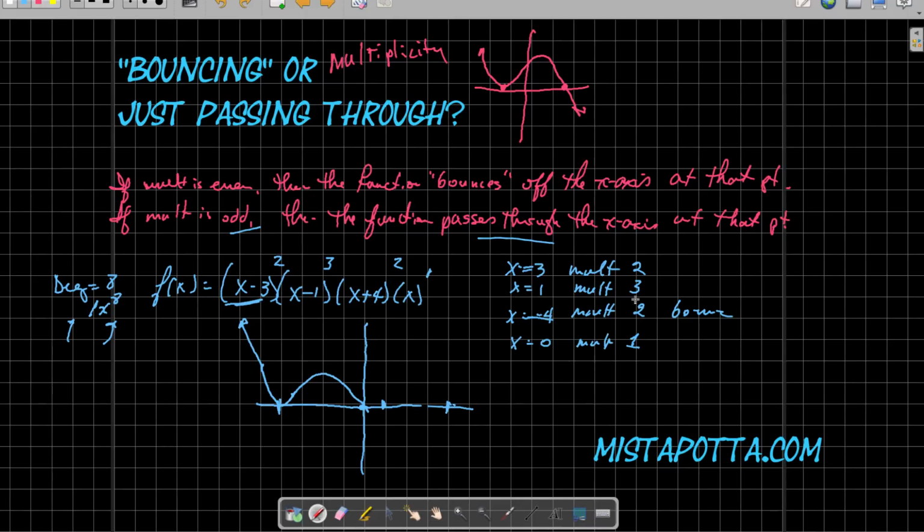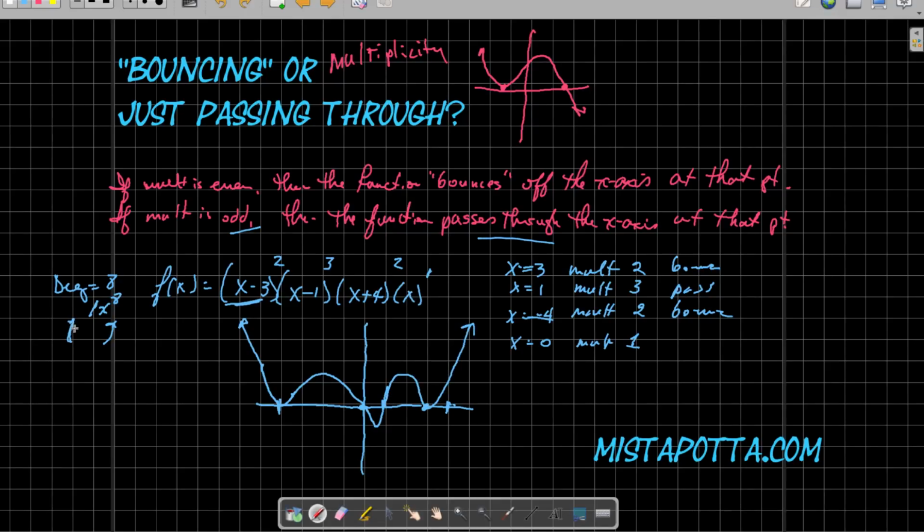X equals 1 has multiplicity of 3, so this is another pass through. So this is going to go up through like this. And then x equals 3 has multiplicity of 2, so this is another bounce. So this is going to bounce here at 3. My goodness, that would be really nice if I actually put that at the correct point. Bounce at 3.